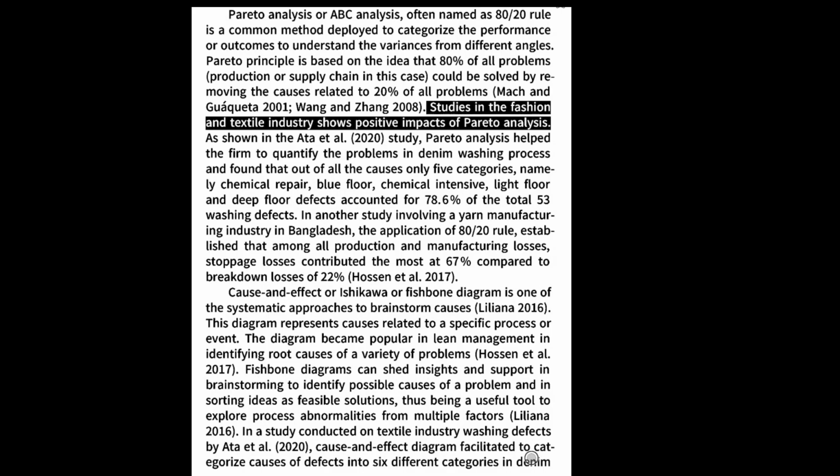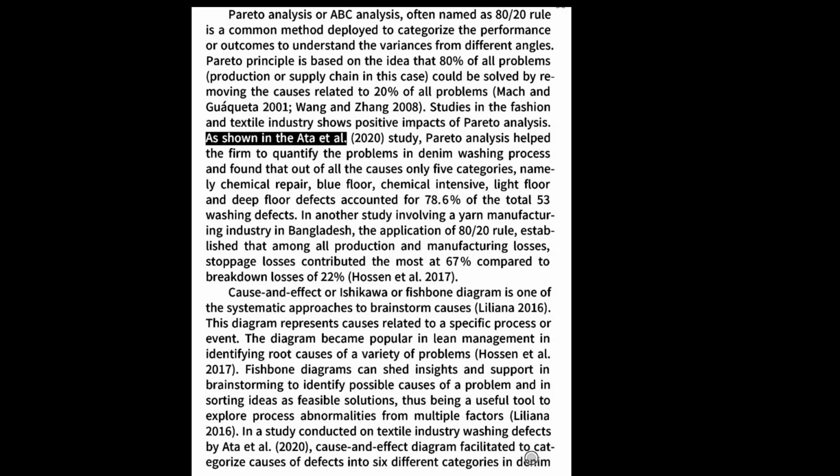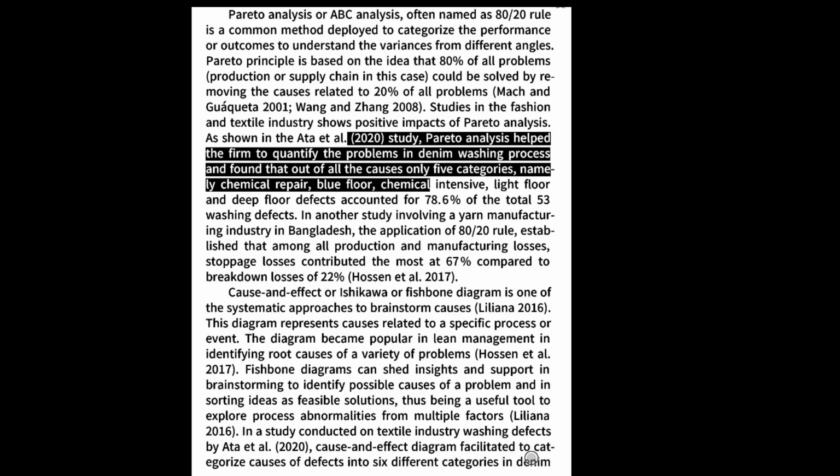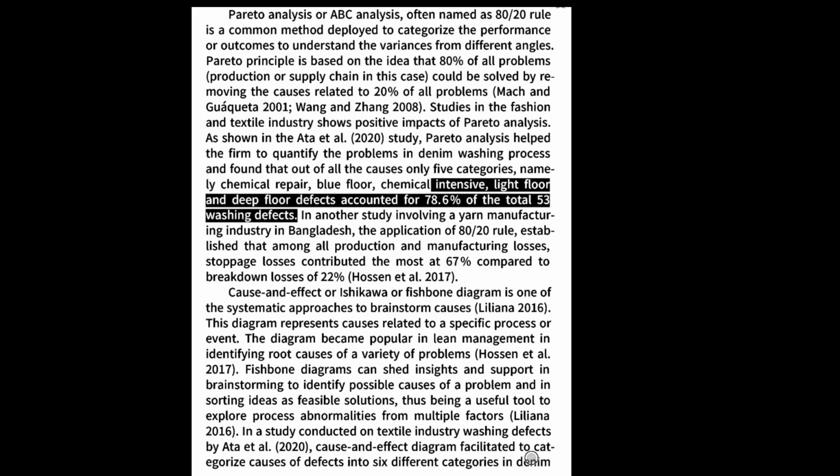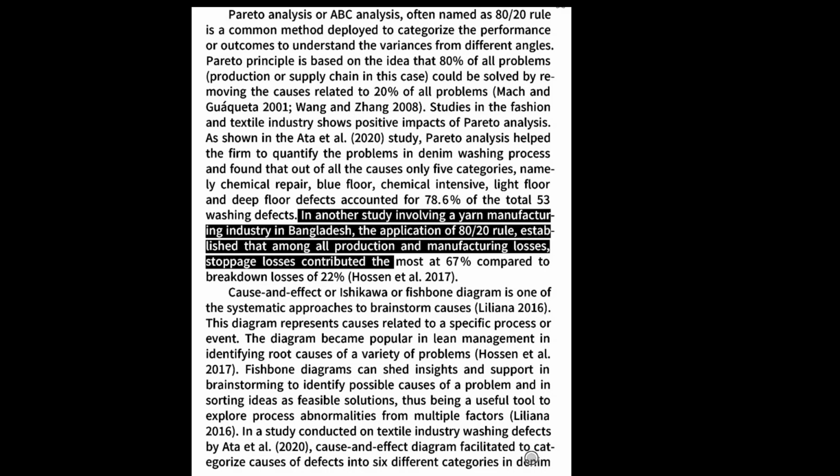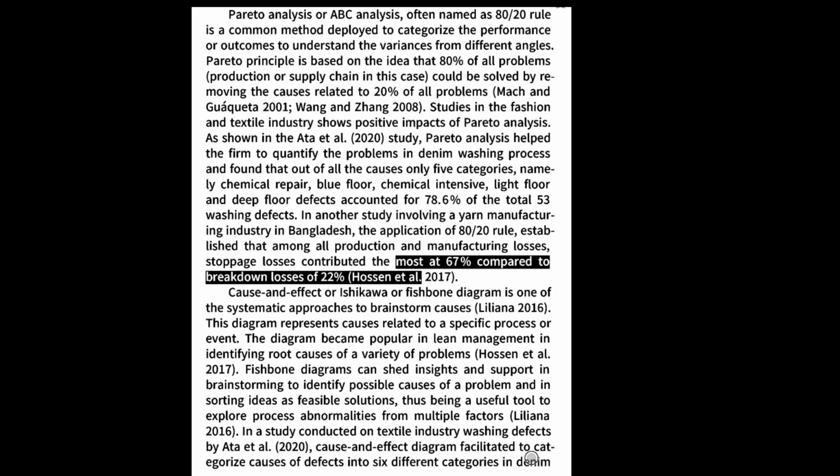Studies in the fashion and textile industry show positive impacts of Pareto analysis. As shown in the Atta et al. 2020 study, Pareto analysis helped the firm to quantify the problems in the denim washing process and found that out of all the causes, only 5 categories, namely chemical repair, blue floor, chemical intensive, light floor and deep floor defects, accounted for 78.6% of the total 53 washing defects. In another study involving a yarn manufacturing industry in Bangladesh, the application of the 80/20 rule established that among all production and manufacturing losses, stoppage losses contributed the most at 67% compared to breakdown losses of 22%.